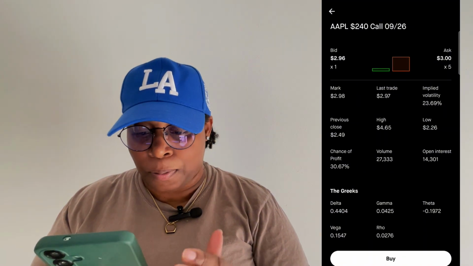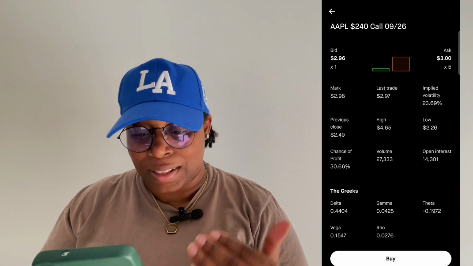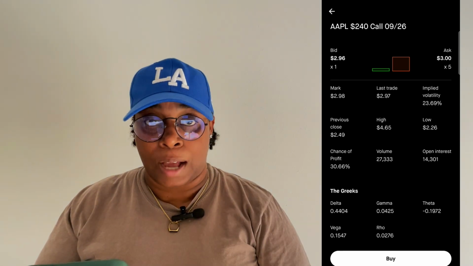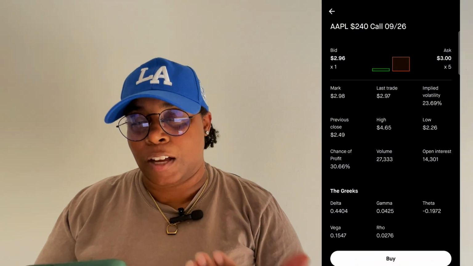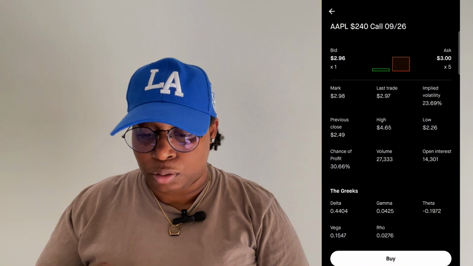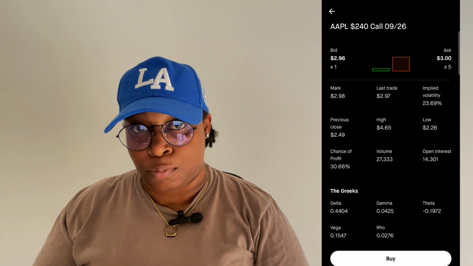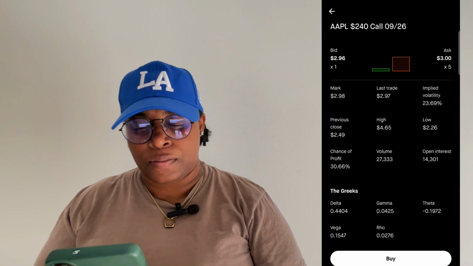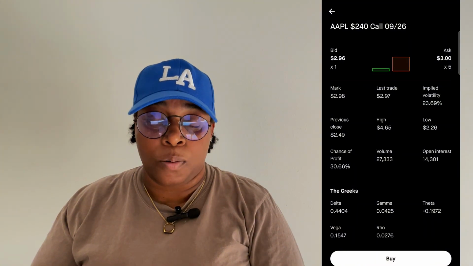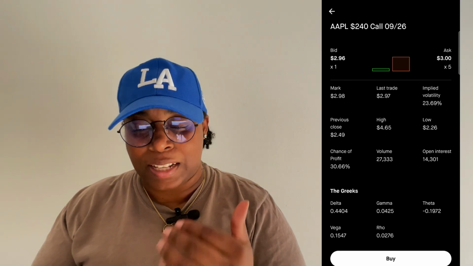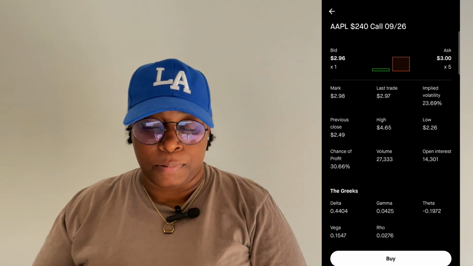Now, this part where it says previous close just lets you know what this particular option was at one point. It was at $2.49, and by the fact that it's up to about $2.96, it showed you that this thing has moved up in value. Okay, that previous close from $2.49 to $2.96 shows that if someone got in at $2.49, they're currently in profit because the value of this option has increased from their previous close.